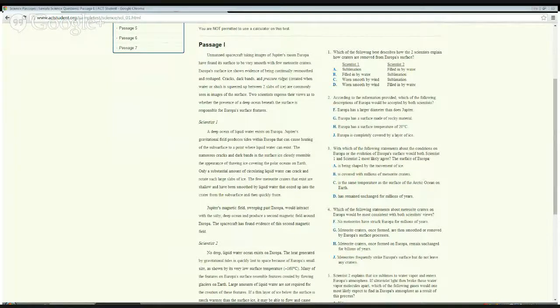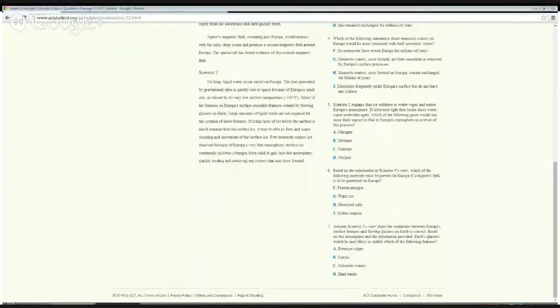And the answer for this one is B. Scientist 1 believes they're removed by filling with water, and scientist 2 believes they're removed by sublimation. And it tells you right here, this pretty much comes right from the passage word for word. Let's see if I can find it here. It's been smoothed by liquid water, oozed up into the craters, and then froze. And then scientist 2 talks about sublimation in his paragraph down here.